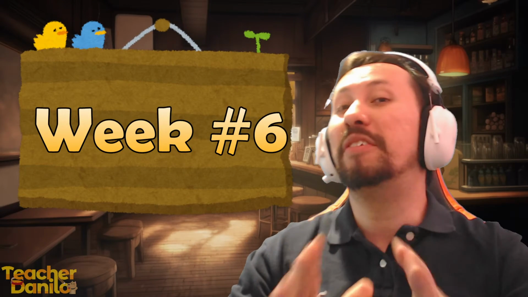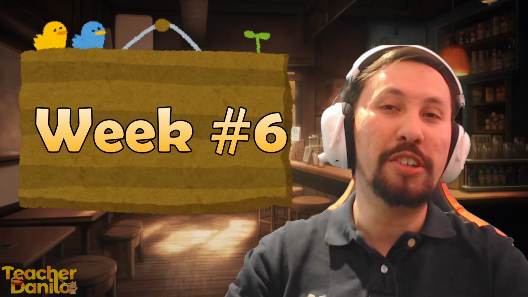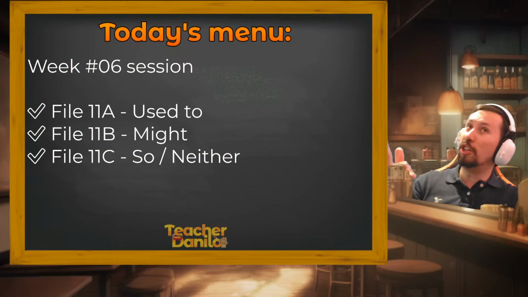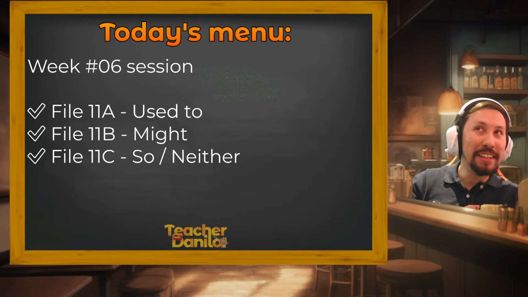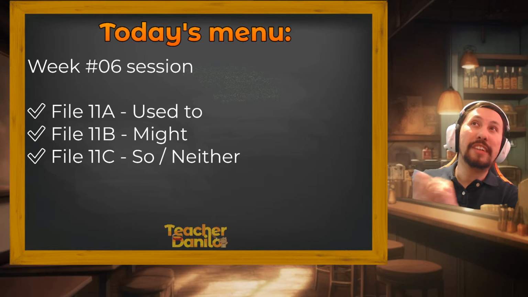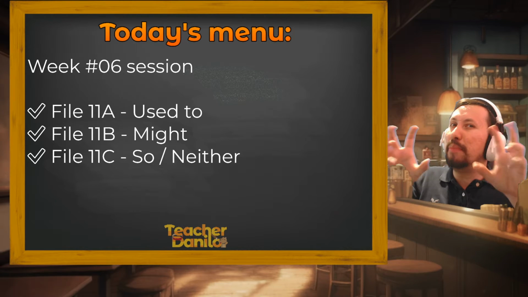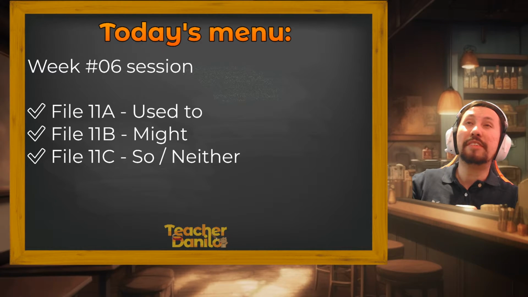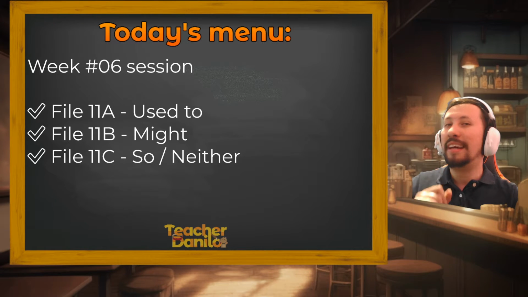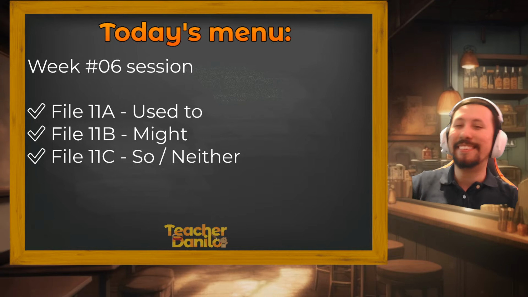Week number 6 of our Intermediate 2 course. So, what do we have for week number 6? Well, we have some new and interesting contents, such as File 11. In File 11a, we have used to. Then on 11b, we have the use of might. Finally, for 11c, we have something a little more complex, so and neither or neither.